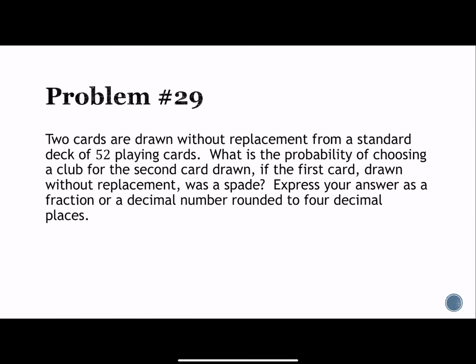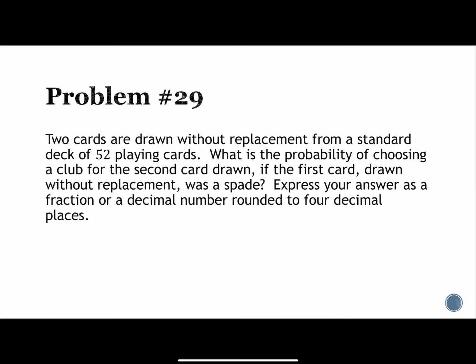Two cards drawn without replacement. Okay, so that means they're dependent. Hope everybody's understanding that, yes? So these are dependent events because it's drawn without replacement from a standard deck of cards. What's the probability of choosing a club for the second if the first card drawn without replacement was a spade? Little key word here. Everybody see that if the first card? This is conditional probability. This is a sneaky one.